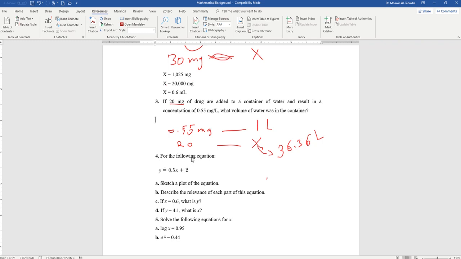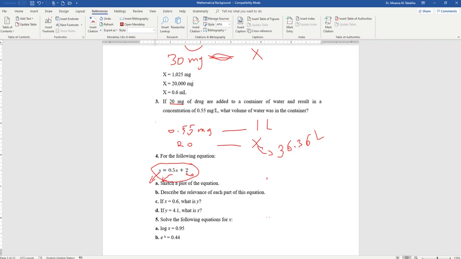Another question here. For the following equation, y equals, this kind of equation we call a straight line equation, in which y is the data of the y-axis, and 0.5 is the slope, and 2 is the intercept. It says sketch a plot of the equation. What does sketch a plot mean? It means use a graph paper and show me how the straight line will look. I will do this for you.